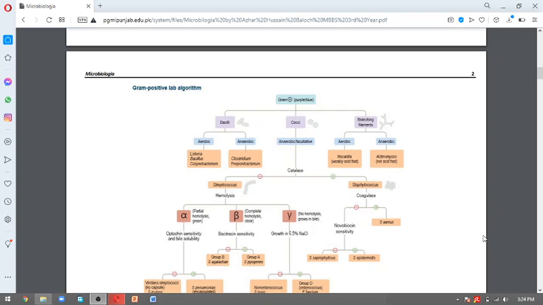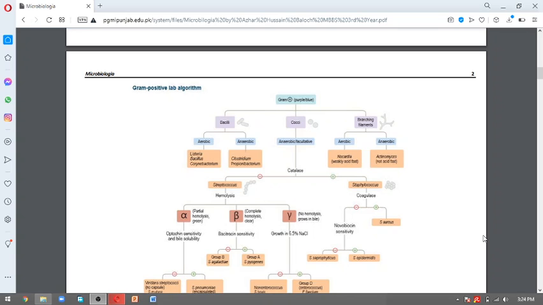Hi guys, today we are going to revise this topic of microbiology for your upcoming NEET PG exams. This is the topic I have selected for today, and this is about the Gram-based lab algorithm. We are going to study gram-positive organisms and how they are classified, and the antibiotics to which they are either sensitive or resistant. So here we begin.